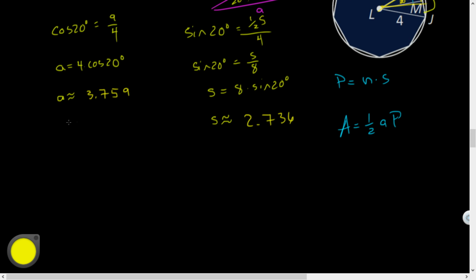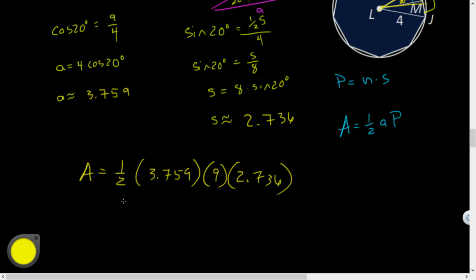And so I'm going to end up getting the area is equal to half the apothem, 3.759, multiplied by the perimeter, which is the number of sides, 9, multiplied by the side length, 2.736. And if I multiply all of this out, I should get approximately, I believe, 46.3 units squared, like so.